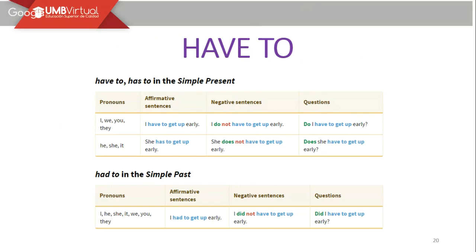Had to in the simple past. He, she, it, we, you, they, I had to get up early. Ahora vamos a utilizar ese had to. Yo tenía que levantarme temprano. Entonces estamos hablando del pasado. Entonces recordemos que para todos los sujetos utilizamos el mismo had. Ahora, oraciones negativas. Negative sentences. I did not have to get up early. Tenemos acá el auxiliar en pasado, el did not, luego el verbo en presente y el complemento. Y en la pregunta, did I have to get up early? Is the other possibility to do it.